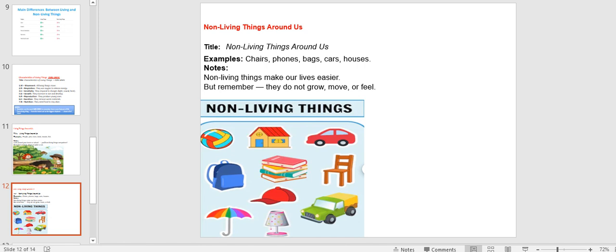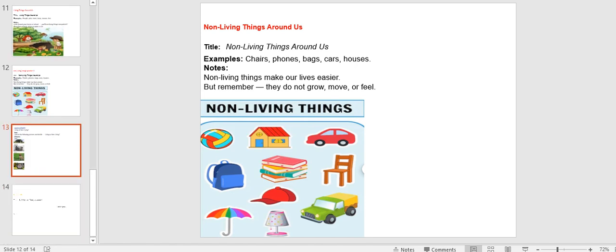Remember the characteristics of non-living things. They don't move, they don't grow, they don't require food and water, they don't feel, they don't respond to changes in the environment. All these are characteristics of non-living things.